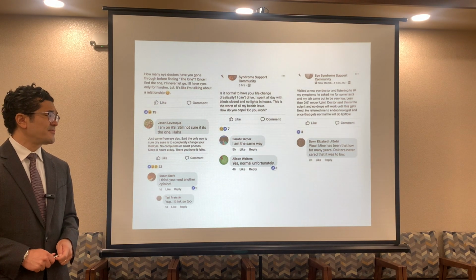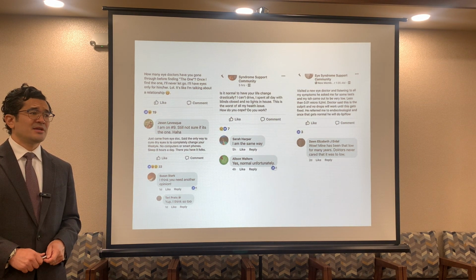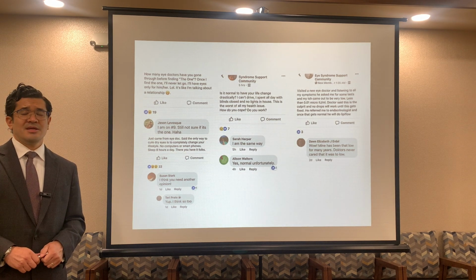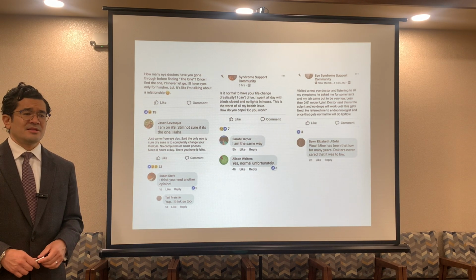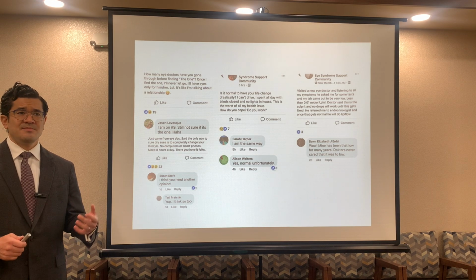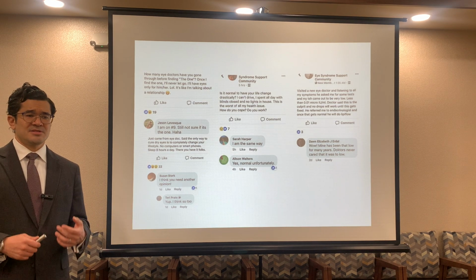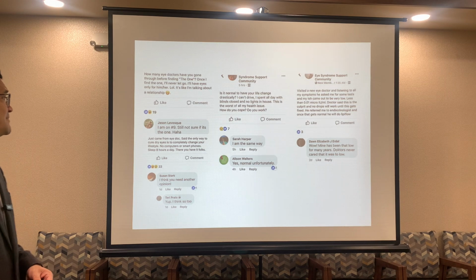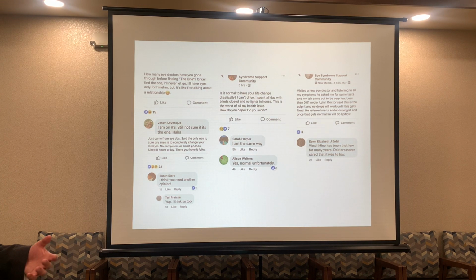It has such a huge effect on people's lives where they can no longer work, they can't look at a computer, they actually physically become depressed because of the severity. Look at this. Is it normal to change your life drastically? This patient says, I can't drive. I have to stay all day home with the blinds closed. This is the worst of all my health issues. How do you cope?